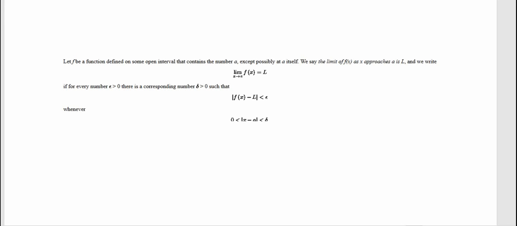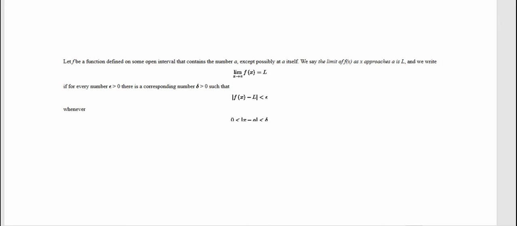All right, so we're going to talk about the definition of a limit here and how to use that to find the intervals and show that something is a limit. So anyway, here's the definition.